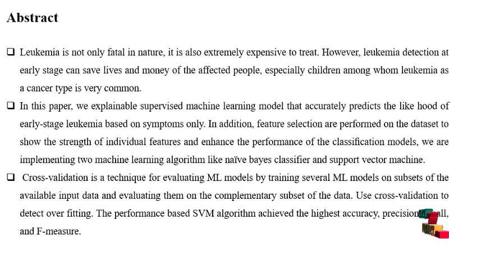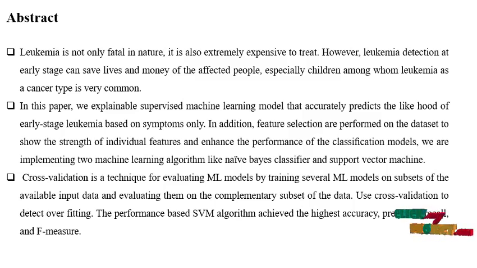Next, an overview of the project, that is the abstract. Leukemia is not only fatal in nature, it is also extremely expensive to treat. However, detecting leukemia at an early stage can save the lives and money of the affected people, especially children, among whom leukemia as a cancer type is very common. In this paper, we use explainable supervised machine learning that accurately predicts childhood early stage leukemia based on symptoms only.